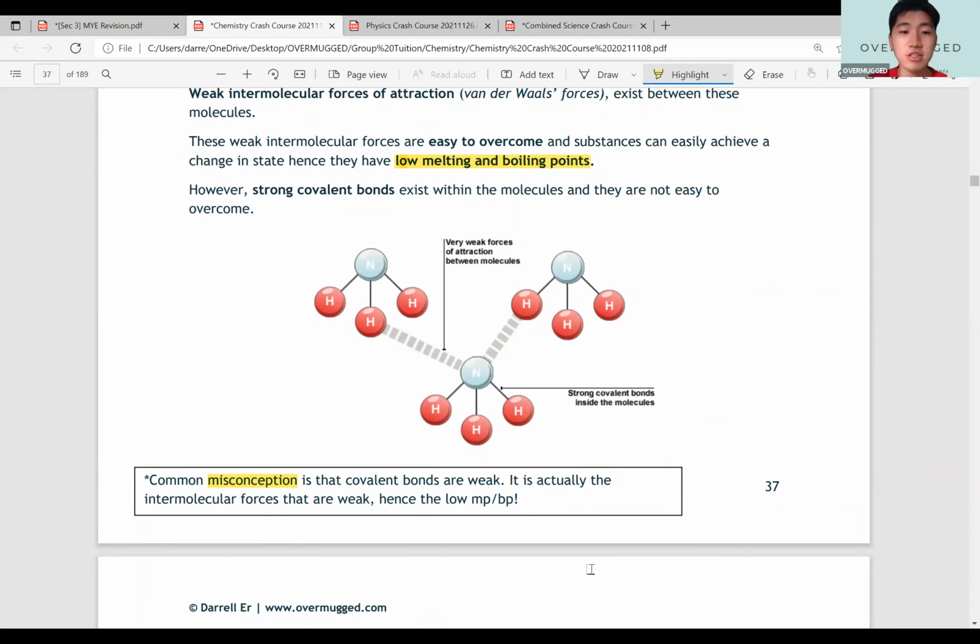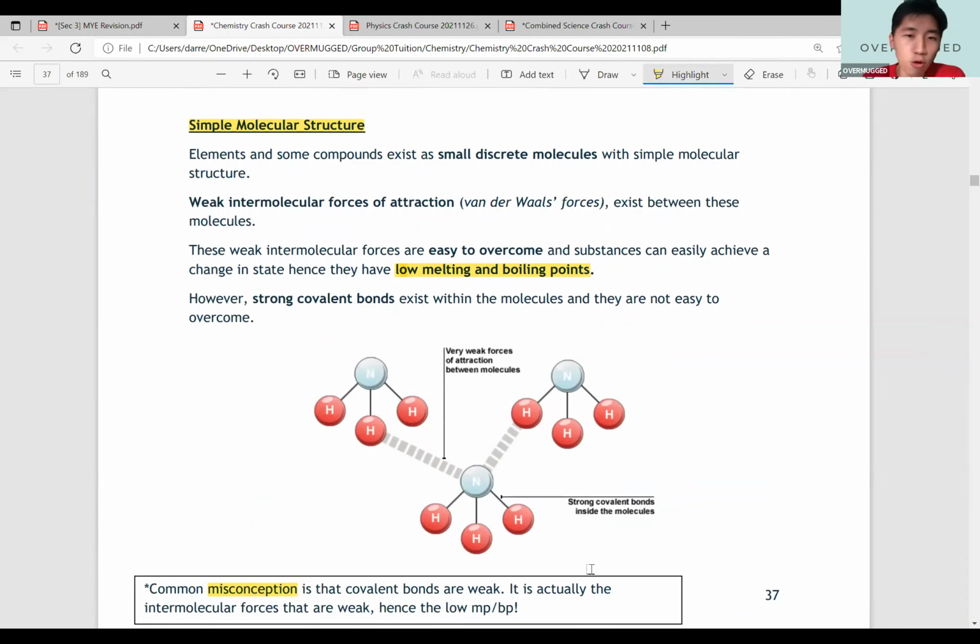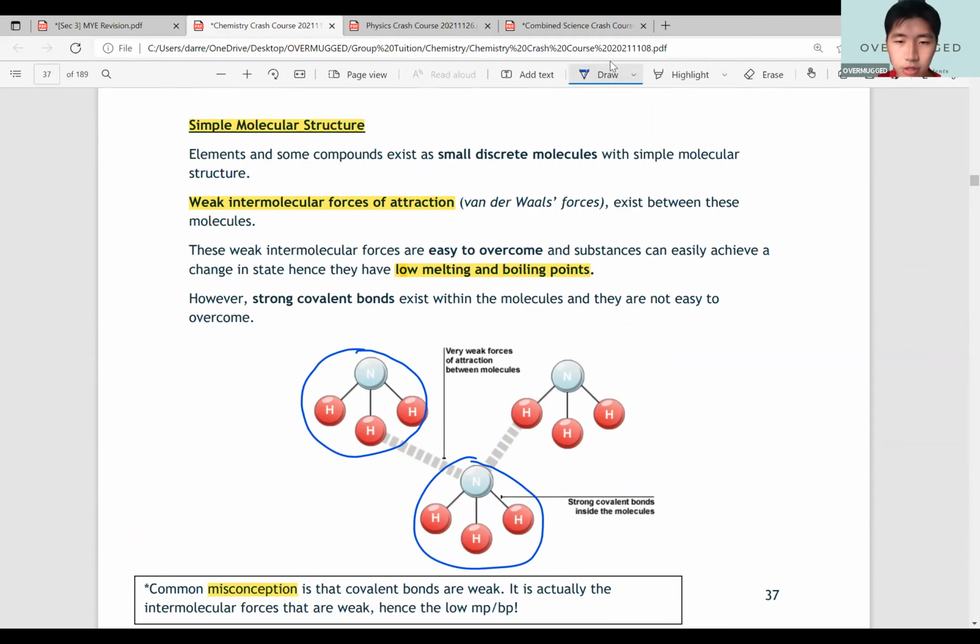Okay, then the question you will definitely have is, if covalent bond is strong, then why does it have a low melting boiling point, right? This is because when we are doing simple molecular structure, what we are breaking down is not the covalent bond. What we are breaking down is the weak intermolecular forces of attraction. Now, let me elaborate quickly. This here is a molecule. This is a molecule. This is also a molecule, right?